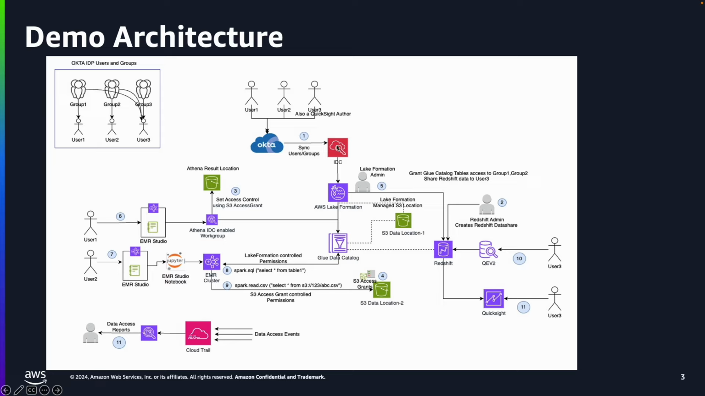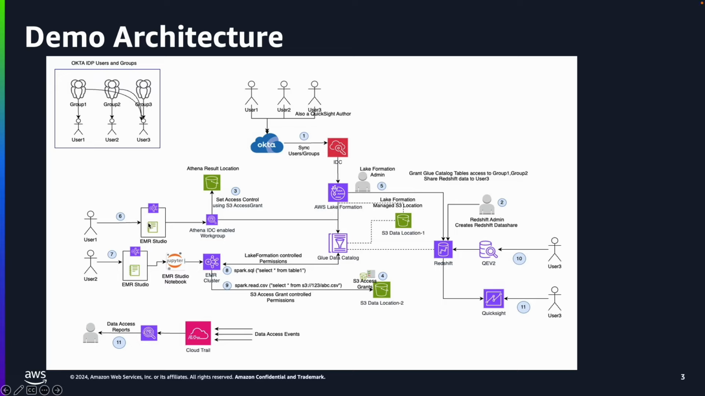In step 1, user identities are synced to AWS IDC from Okta. A Redshift administrator creates a Redshift data share for a Redshift internal table, seen as step 2 here. Now this Redshift table is accessed by a user, for example, a data engineer using Redshift Query Editor v2, and could also be accessed by a business analyst to build dashboards via QuickSight. In this demo, we will use the same user to access both Redshift Query Editor v2 and QuickSight, but in practice, these can be completely different user personas.